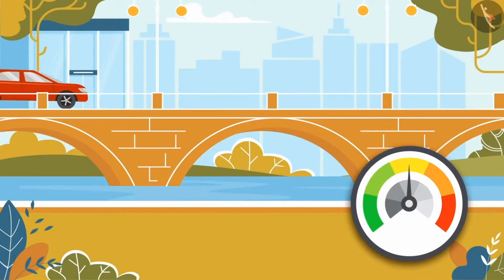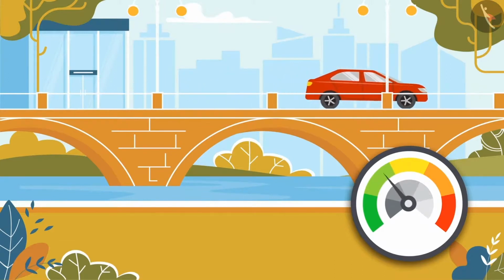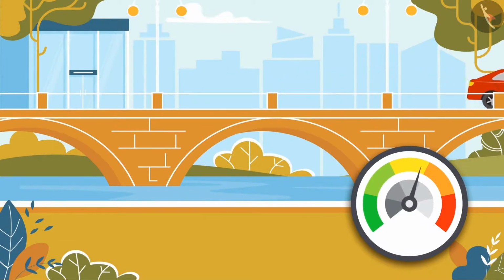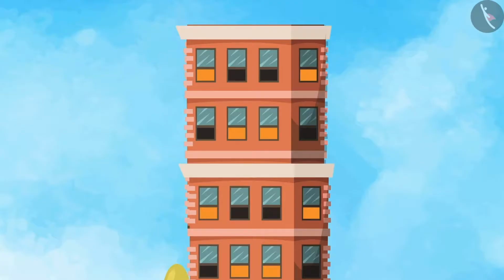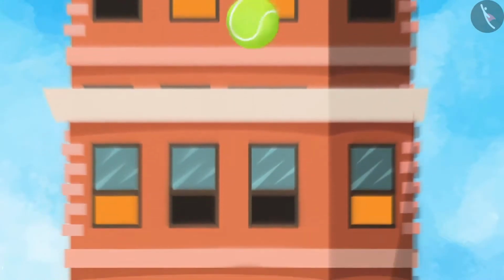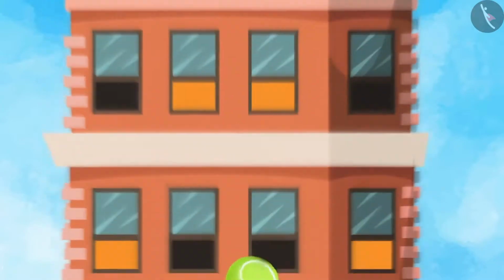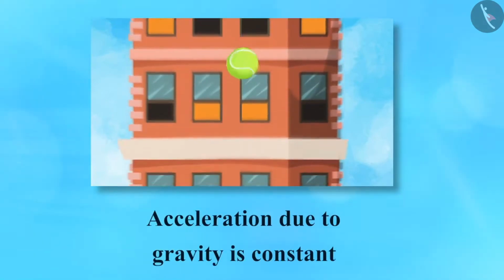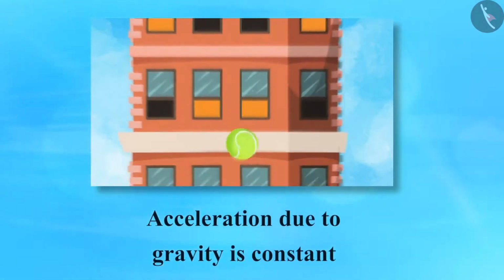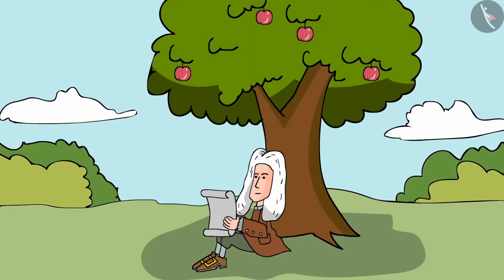On the other hand, if the same car increases its velocity by unequal amounts in equal intervals of time, then the car is said to be moving with non-uniform acceleration. Let's take another example. Take a ball to the roof of your house and release it. You will observe that the ball is in uniformly accelerated motion. This is because the acceleration due to gravity is constant. You will learn about gravity in Chapter 10.